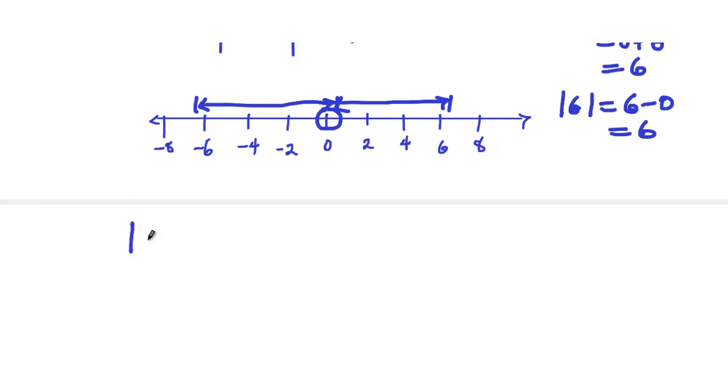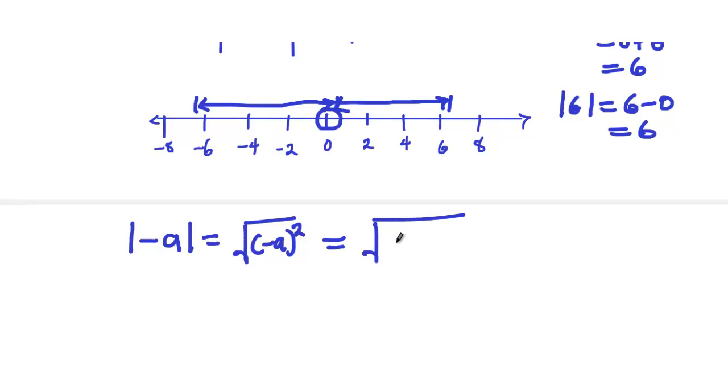The absolute value of minus a is the same thing as the square root of (minus a) squared. Somebody will say square cancels square root. No, you have to decompose it. This one will now give you the square root of minus a multiplied by minus a. And minus a times minus a will give you a squared. Square root cancels square, which is equal to a. So the absolute value of minus a will return a.